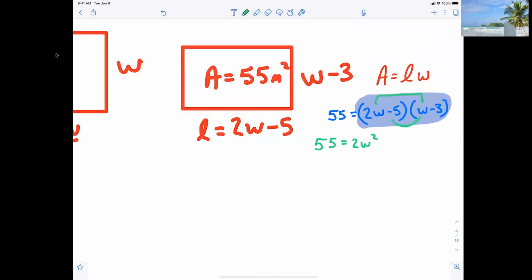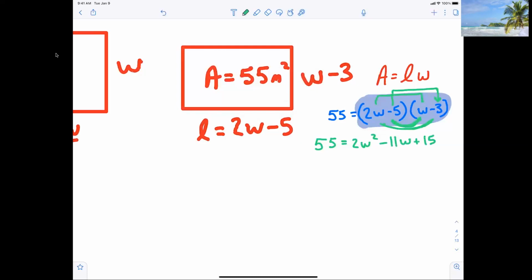How much is this guy? Negative 5. How much is this guy? So all together, what? Negative 11W. And now multiply. What is that going to be? Plus 15. 2W squared minus 11W plus 15.